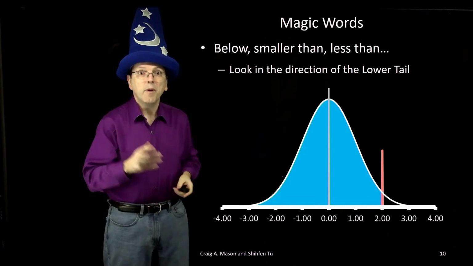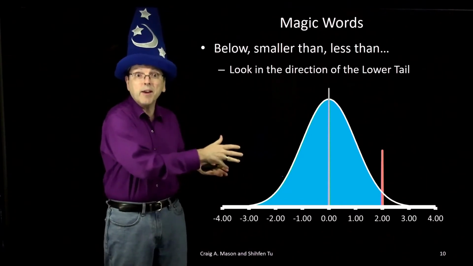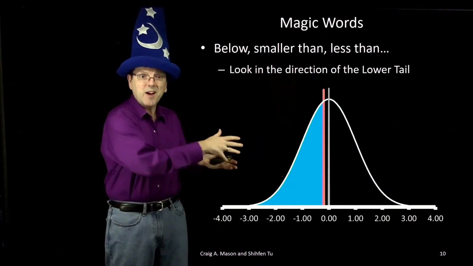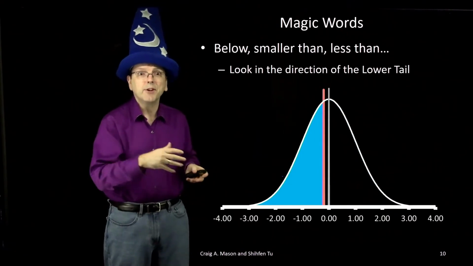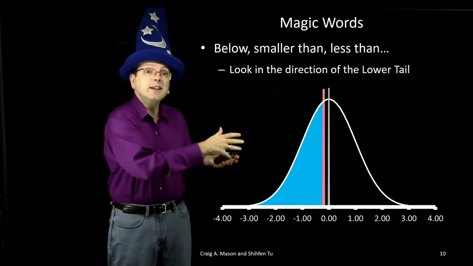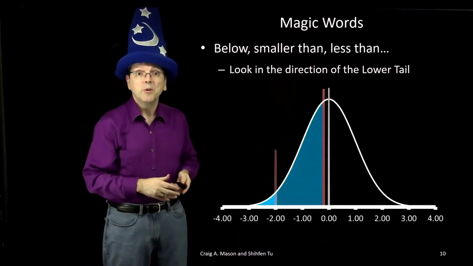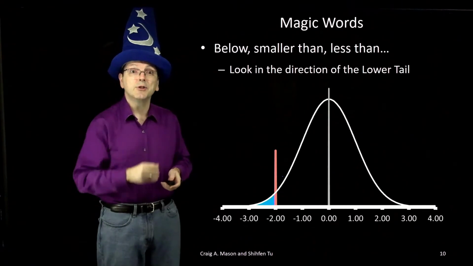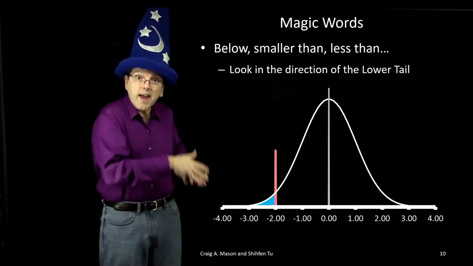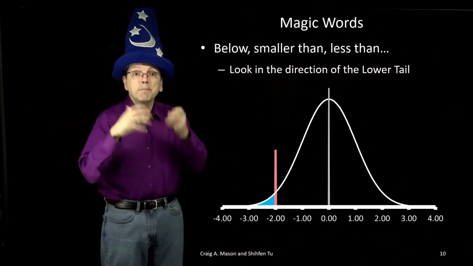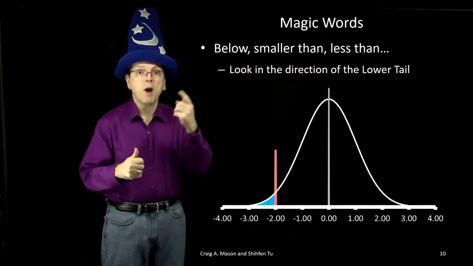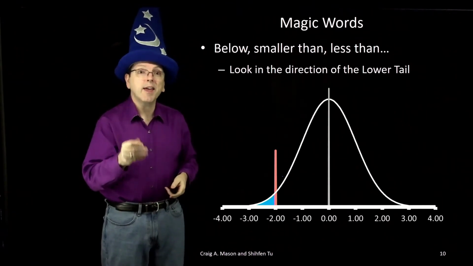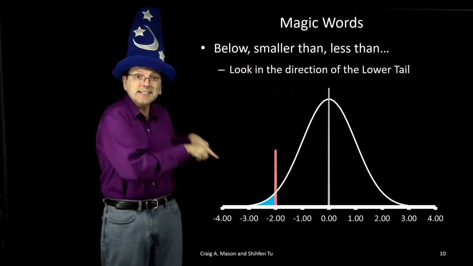And again, whether it's all of that blue area for a z of positive 2 or all of that blue area if it's the area below a z of -0.2 or just this area if it's a z of -2. The area is equal to the proportion of people, rhinos, grasshoppers that are below or smaller than or less than that z-score.